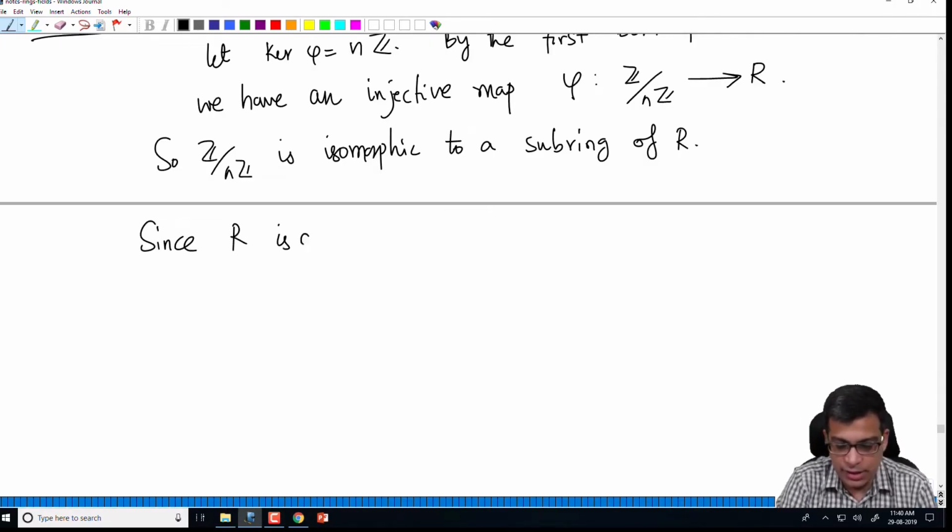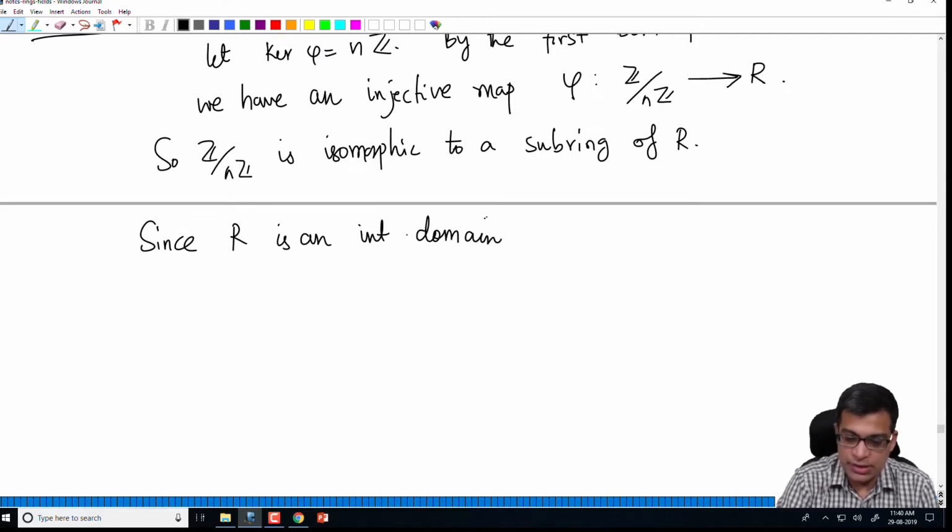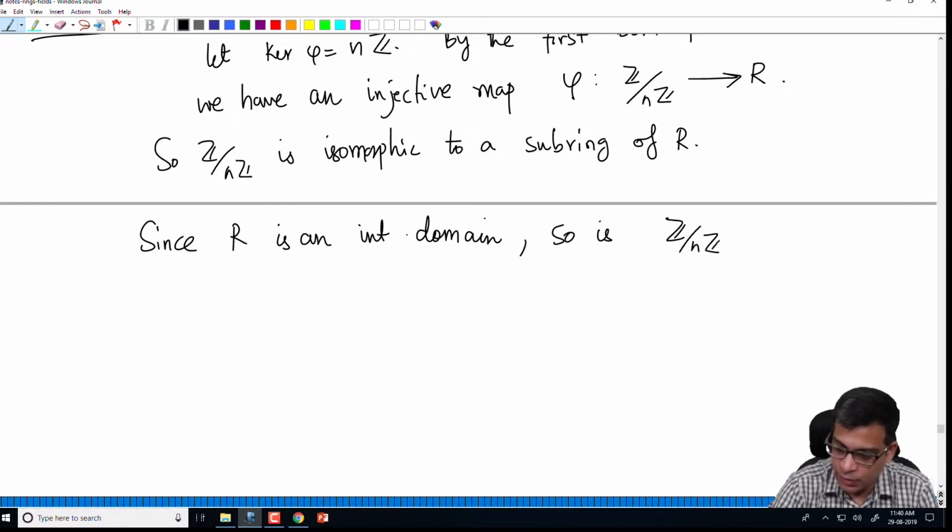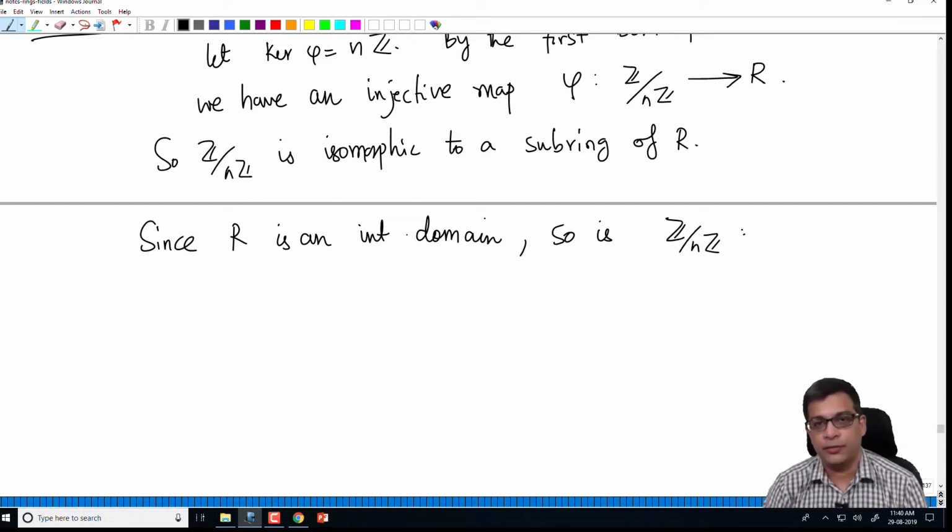Now since R is an integral domain, so is Z mod NZ. We know very well that if you have an integral domain, a subring is also an integral domain. That's very easy to show, because what is an integral domain? Product of two non-zero things is non-zero. If Z mod NZ is a subring of R, you take two things in Z mod NZ, they are also inside R, and there if they are both non-zero, their product is non-zero in R. So it's also non-zero in Z mod NZ because it's a subring.